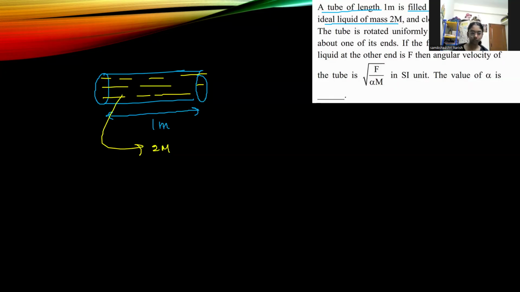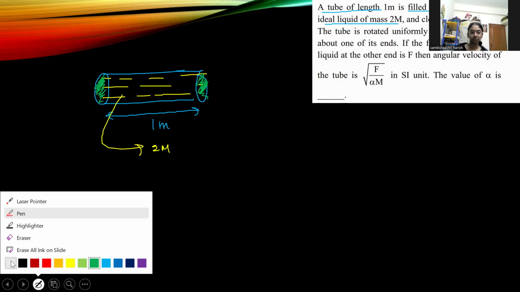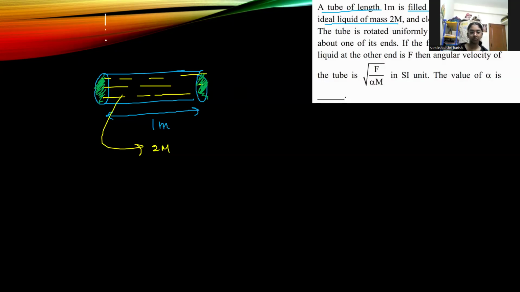And closed at both ends. This end is closed, and this end is closed. This tube is rotated uniformly in horizontal plane about one of its ends. This is the one end, and it is rotated like this. As per the question, I am going.